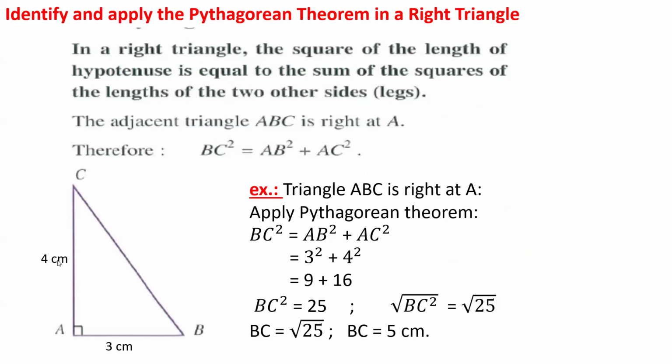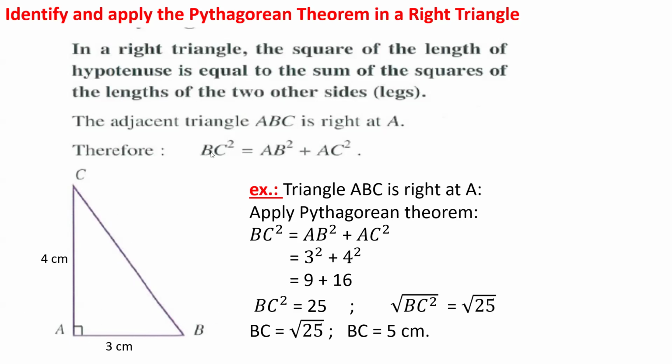So let's look at triangle ABC. We can see that the triangle ABC is right at A. So at angle A, here we have a right angle. Who's my hypotenuse? My hypotenuse is BC. It's very important always before we start applying the Pythagorean theorem to say who's my hypotenuse. So BC is the hypotenuse.